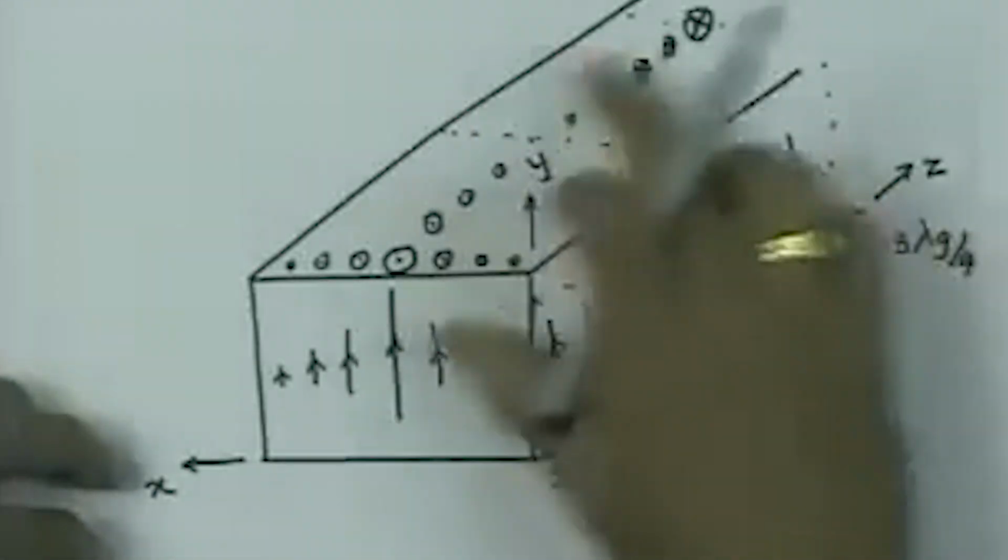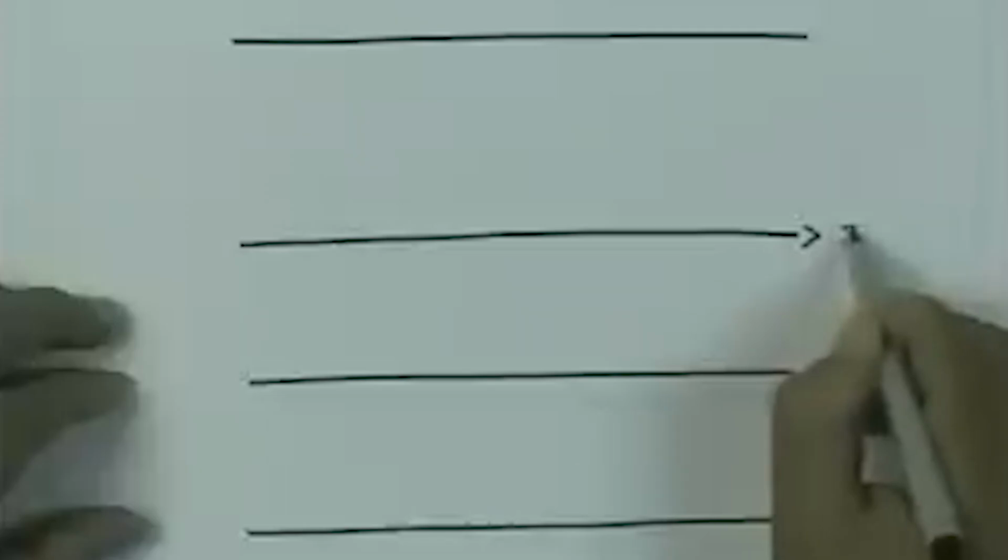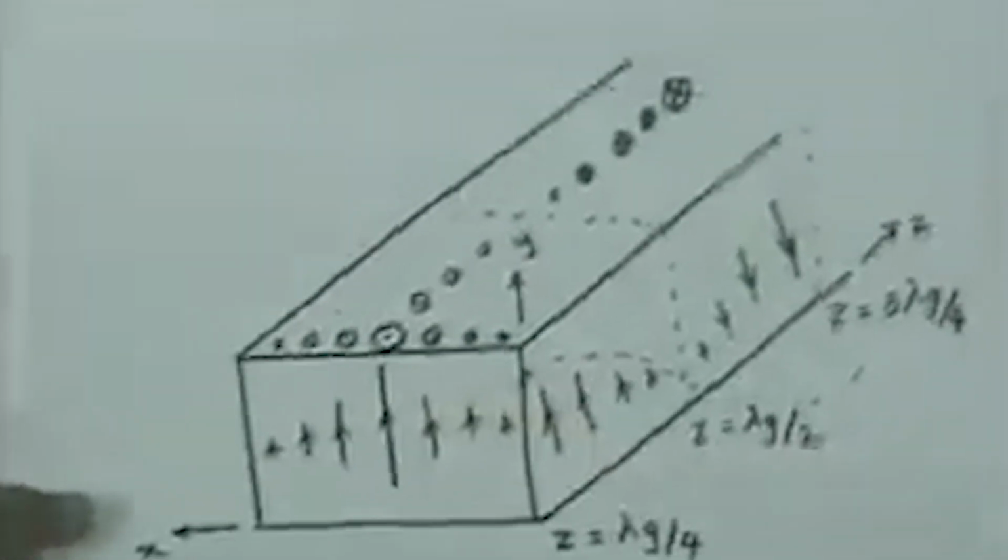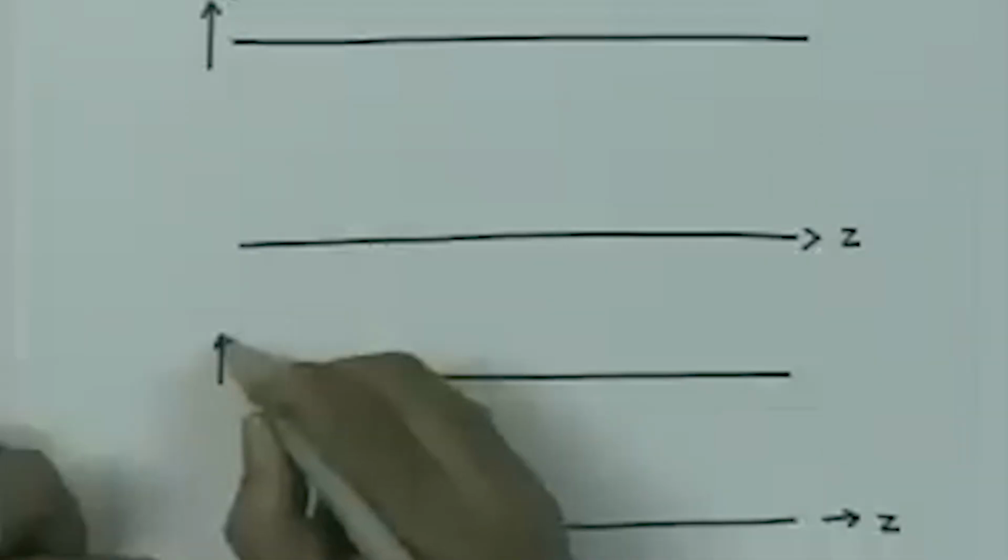So, I can write down the plan and the side view for this waveguide. Let us say this is the plan of the waveguide and this is the side view of the waveguide. This direction is z, this direction is z, but for the plan, this direction is the x direction, and for the side view this direction is the y direction.